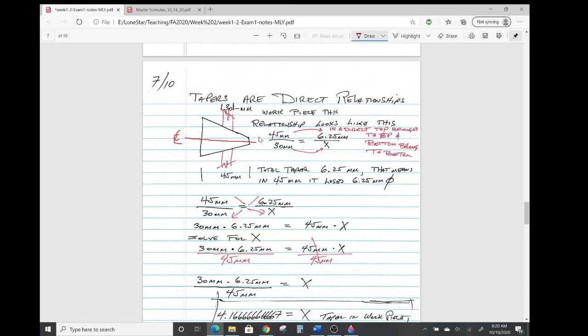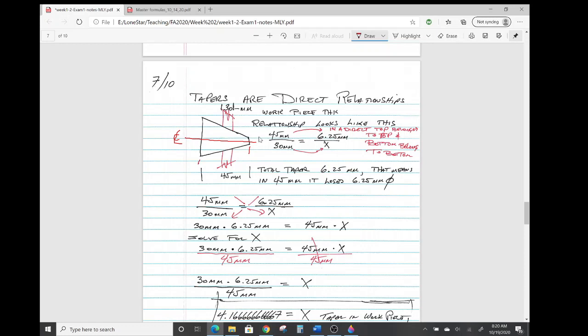All right. We have a taper. That means it reduces its diameter consistently all the way along the center line of its axis. We have a 30 millimeter workpiece, and it has a tapered hole in it, and we're going to put this tapered plug in the hole. Our workpiece thickness, which happens to be 30 millimeters in this case, looks like this. The relationship is going to look like this, all right? We said that the total length of the taper is 45 millimeters. From this point to this point is 45 millimeters.